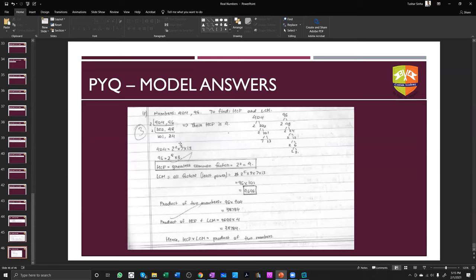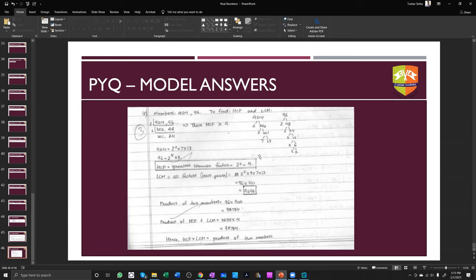404 and 96, a question to find HCF and LCM. Please do it whichever way you are most comfortable. Let's say you want to do the branch tree structure, please do that. I should have also done this because this will eliminate errors. So don't try to do it in your mind like what I was trying to do.